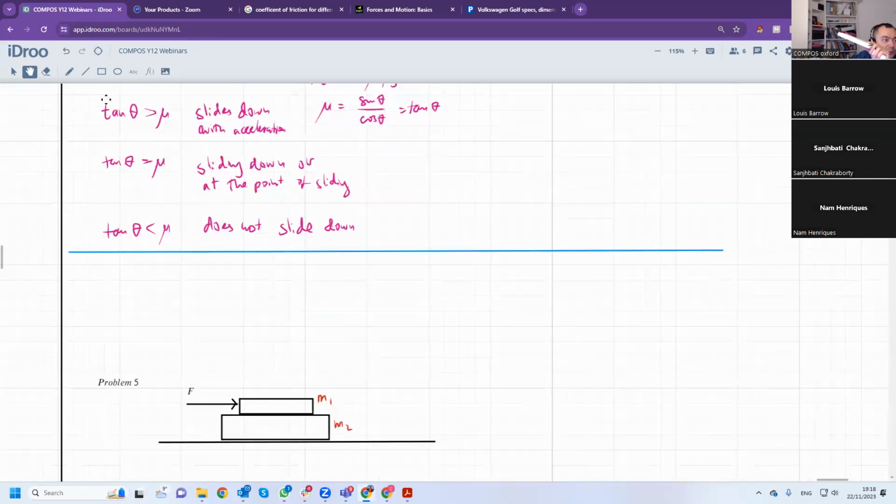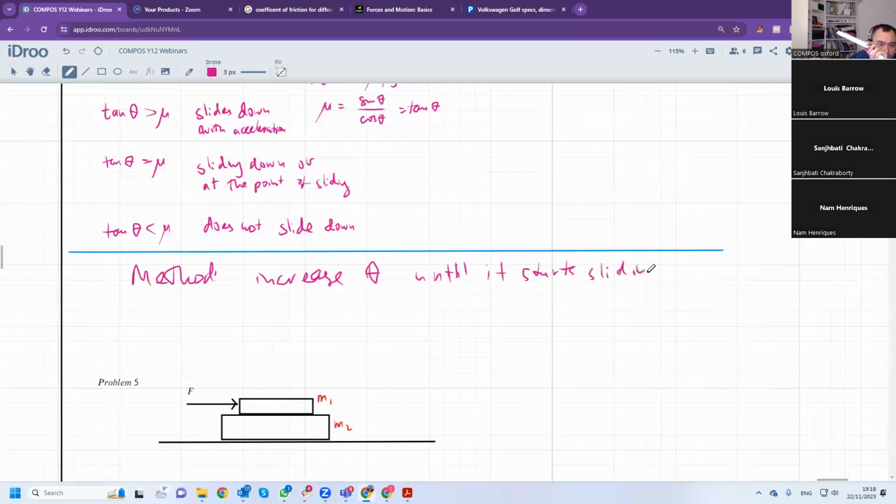So the method: increase theta until it starts sliding, then measure it. Tan theta is mu. That's it. It's just very simple. As I said, it's a simple experiment.